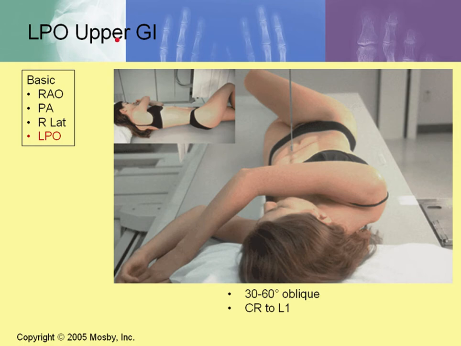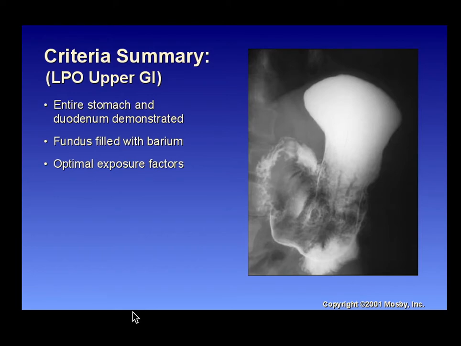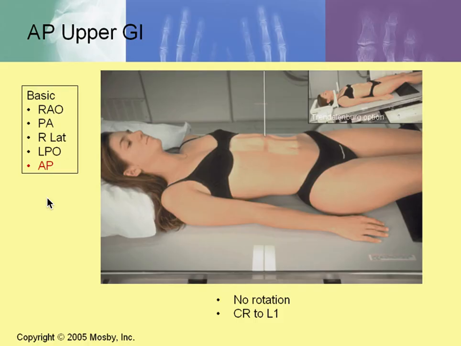Your LPO upper GI, okay? So 30 to 60 degree oblique, central ray at L1. So you've not changed your central ray, you've just changed the position of your patient to be 30 or 60 degrees oblique, okay? So entire stomach and duodenum is demonstrated. Fundus is filled with barium, so you can see that there's no air. The air is in the distal stomach, the pylorus, and the duodenal portion. So fill the fundus with barium in that LPO.